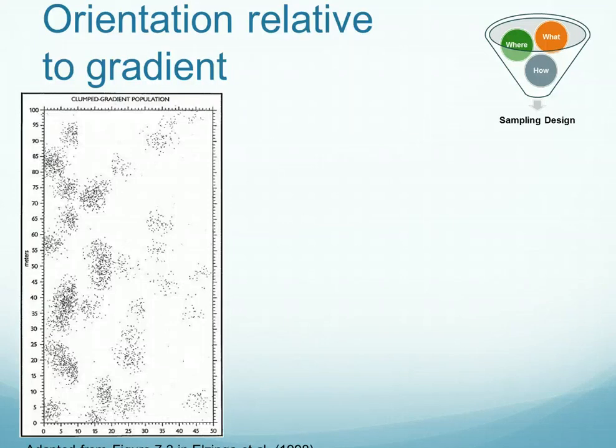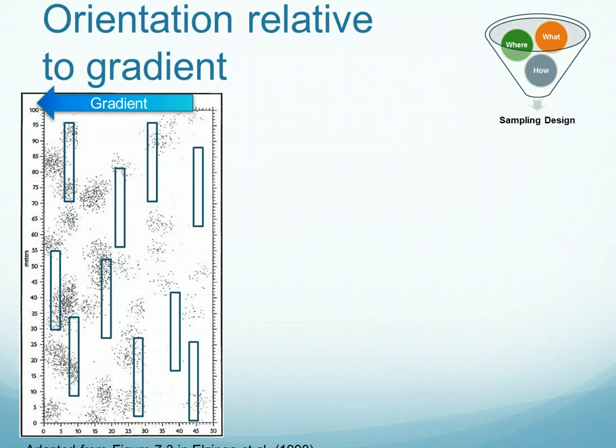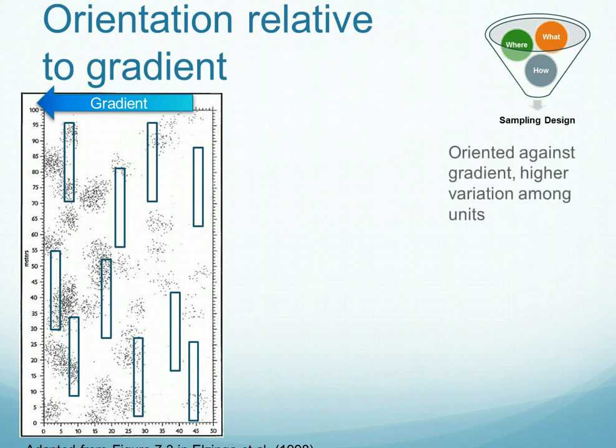Here we see an example of a vegetation diagram in which there's a gradient. There's definitely more plants on the left than there are on the right side of this vegetation diagram. If we orient our belt transects so that they go against the gradient, what we have is some transects with a lot of vegetation in them and some with very little. So there's not much similarity between them, and we have higher variation among the units.